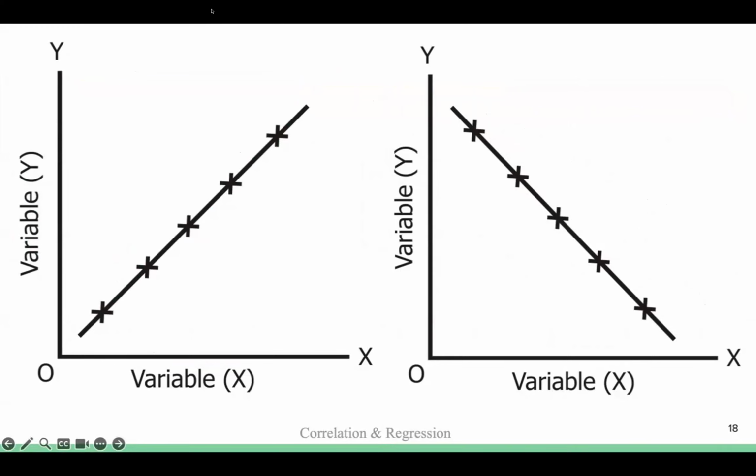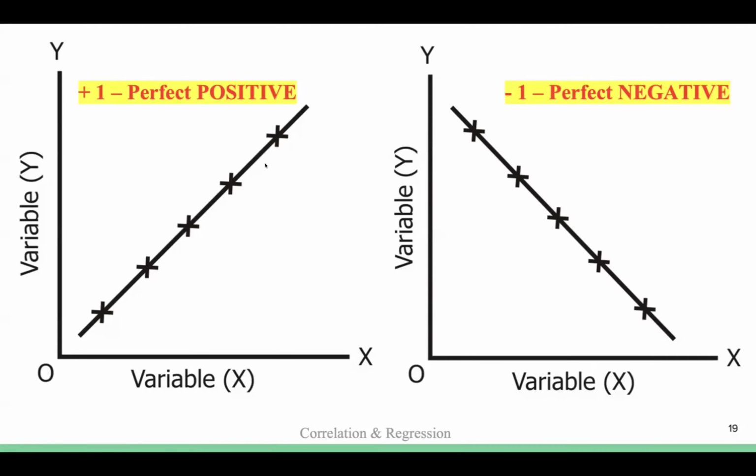Can anyone comment about these two figures, the left and right side? First one is a perfect positive relationship. Second one is a negative correlation. Yes, perfect positive and negative correlation. Very good. Thank you.